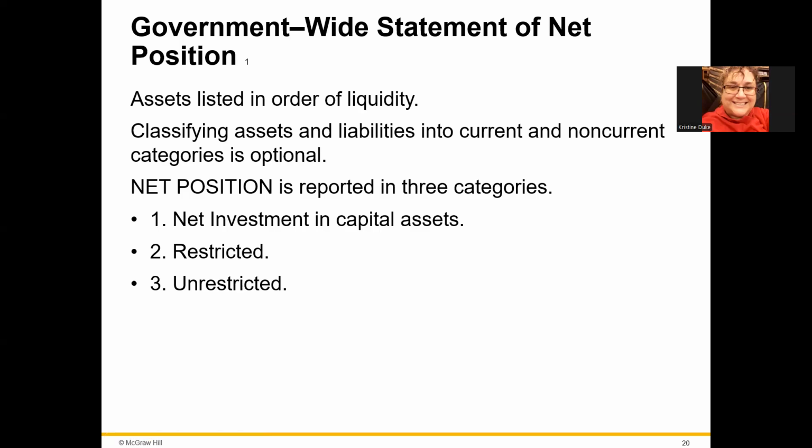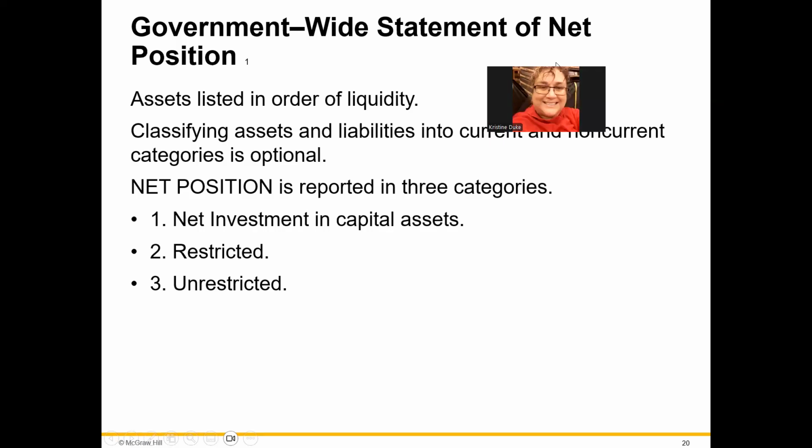Government-wide statement of net position. Assets are listed in order of liquidity. Classifying assets and liabilities into current and non-current categories is optional. Net position is reported in 3 categories: net investment in capital assets, restricted, and unrestricted. Restricted means that it has a very specific purpose, okay? Very, very specific purpose.